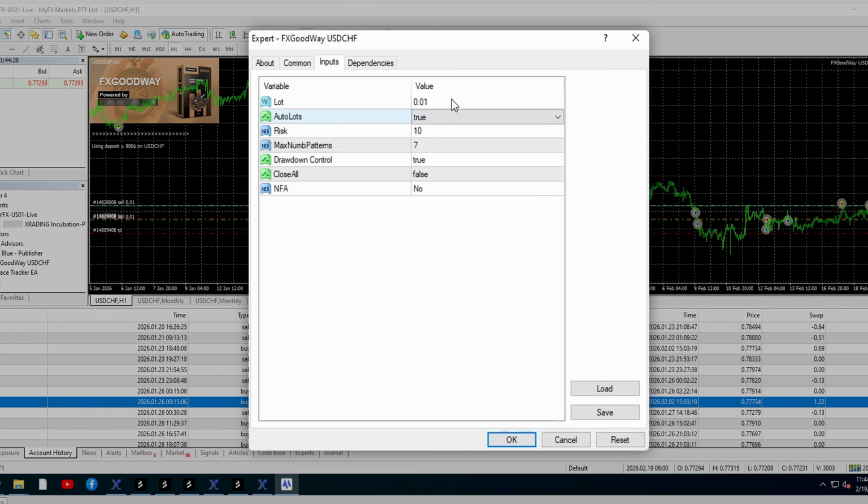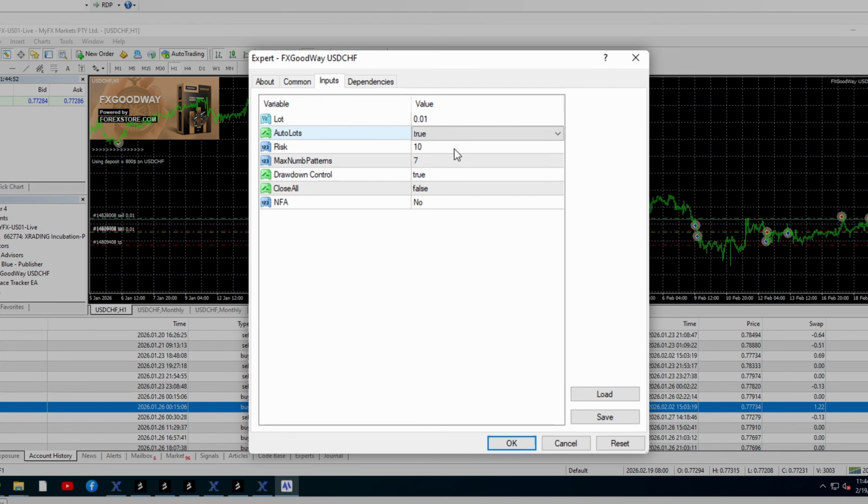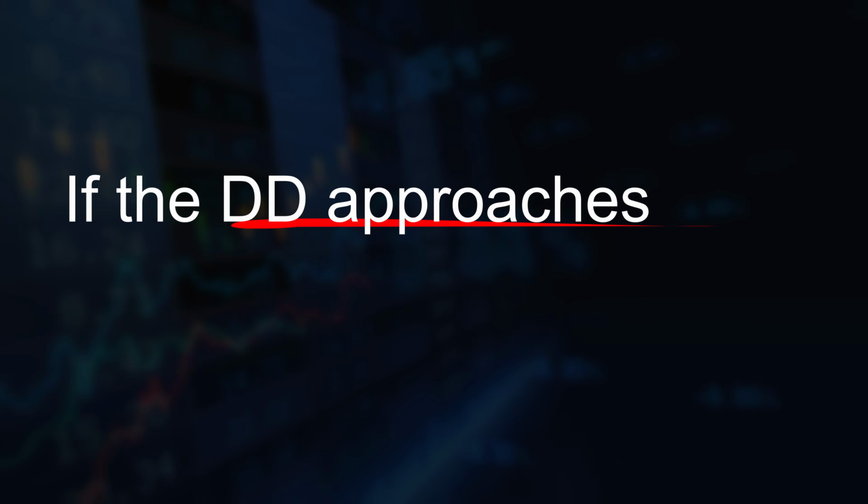But what will happen is that it will set the lot sizes according to the risk that you've set in the account. So by setting it to 10, what we're telling it is that we want to maintain our risk so that our max equity drawdown does not exceed 10%. And what it will do then is it will open the size of the trades and the number and the frequency and the size of the recovery trades to stay within that. However, if it gets close to that 10%, it will close all positions. So the worst that can happen is that you would lose 10%.